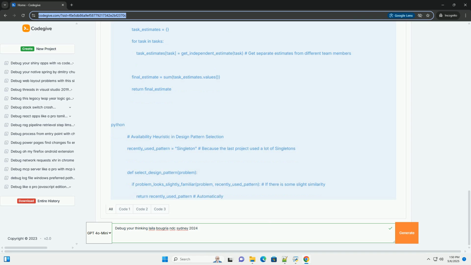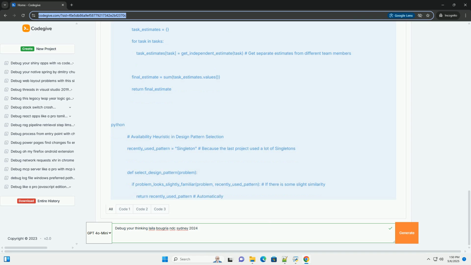Appeal to authority: asserting that something is true simply because an authority figure said so. Code example: we must use this microservice architecture because our CTO said it's the best approach, even though our team doesn't have the experience or infrastructure to support it.